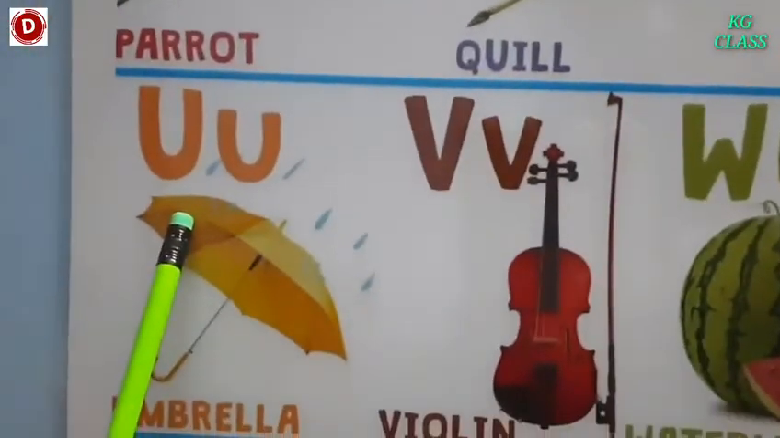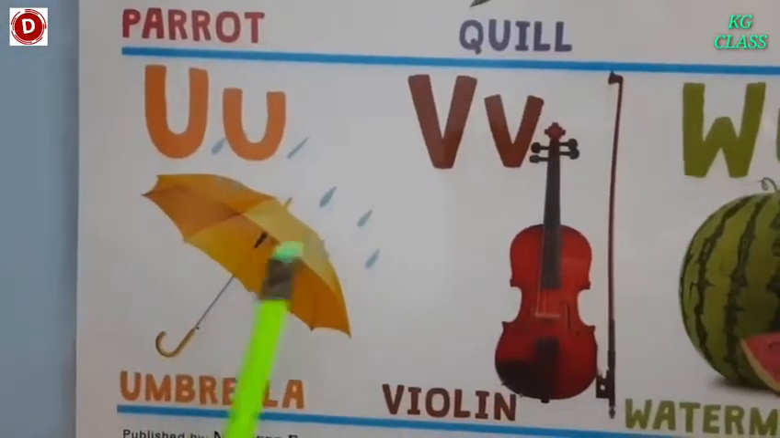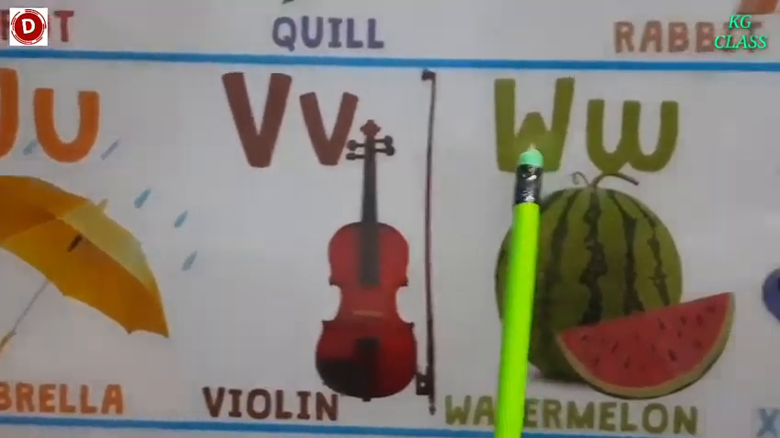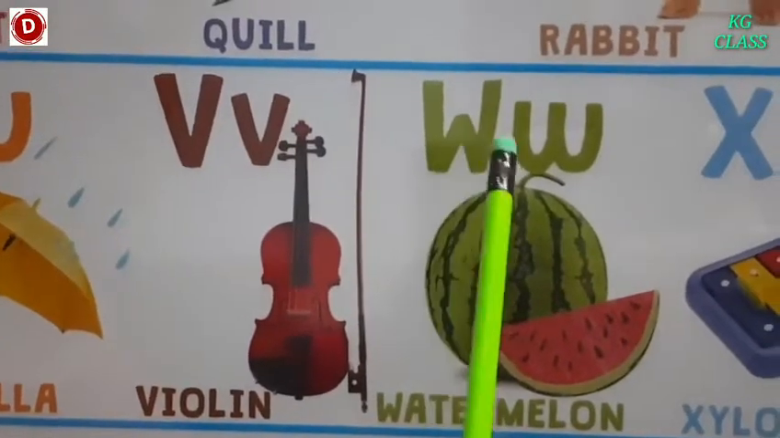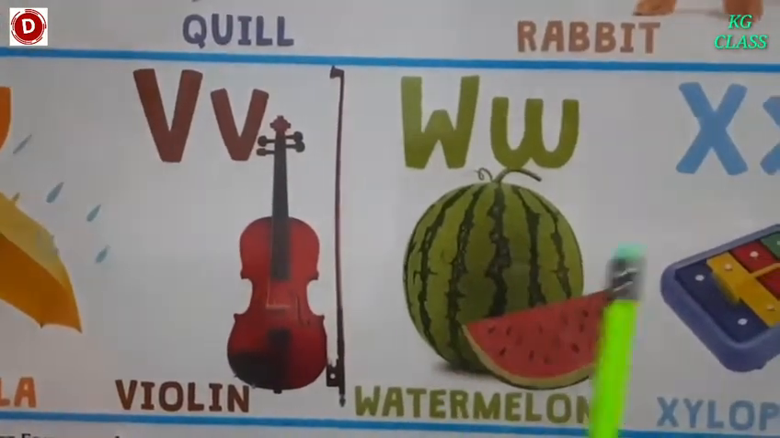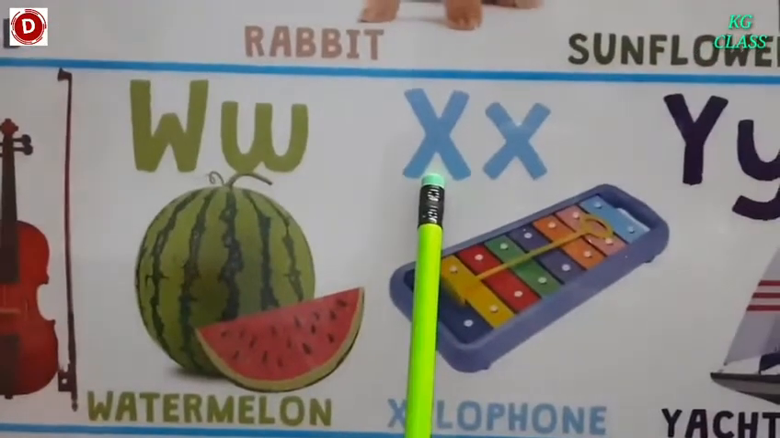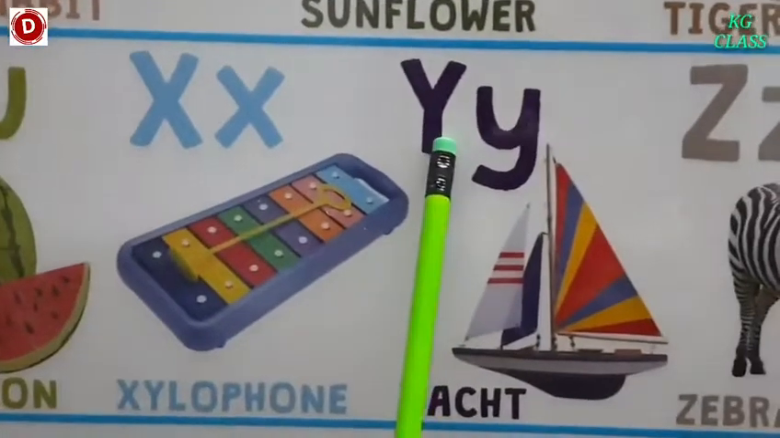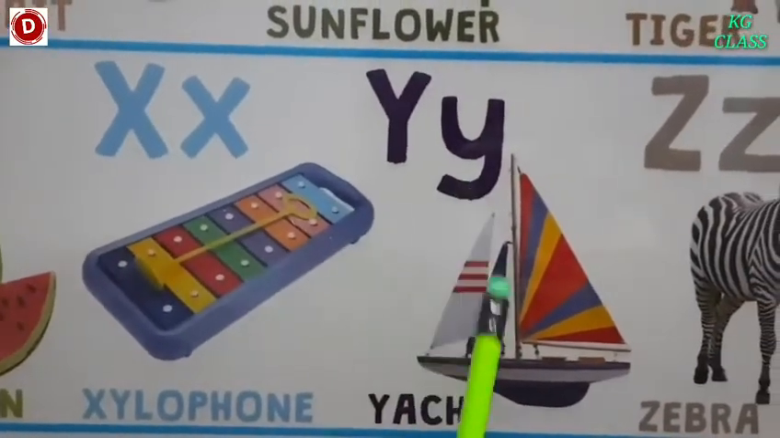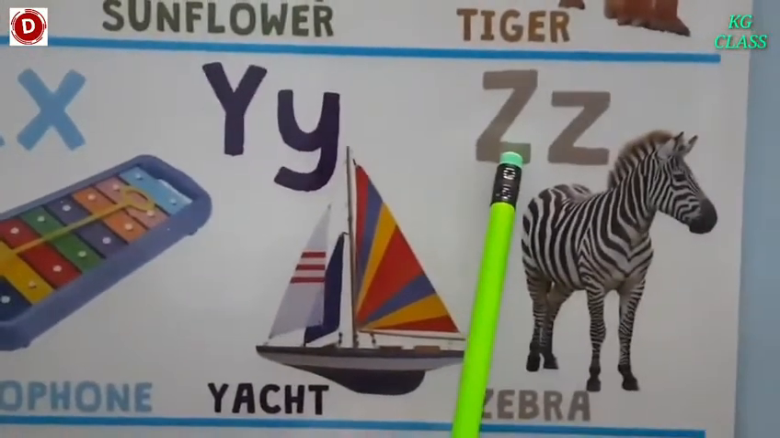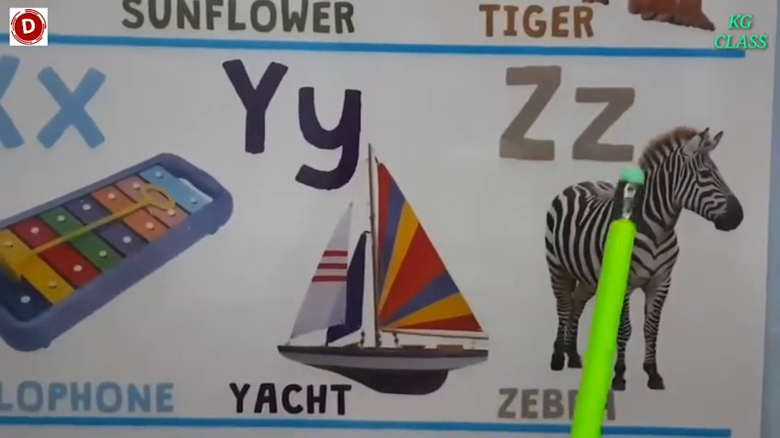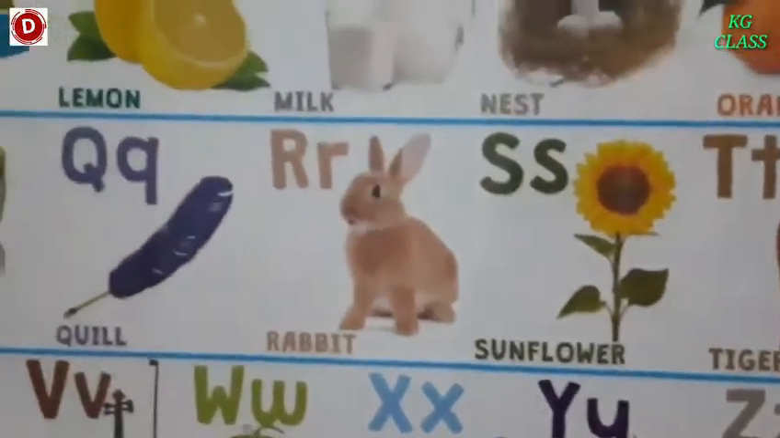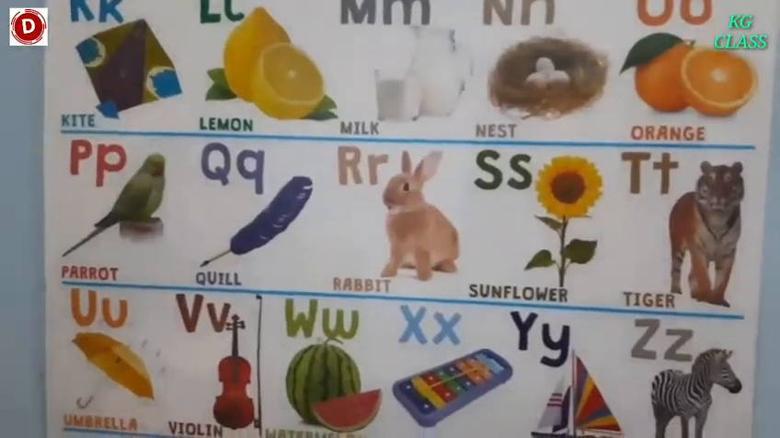This is U. U says A, umbrella. This is V. V says V, violin. This is W. And the sound of W is V, watermelon. Children, this is X. And the sound of X is X, xylophone. This is Y. And the sound of Y is Y, yacht. This is Z. And Z says Z, zebra. Children, in this way you have to learn and revise sounds of the letters A to Z.